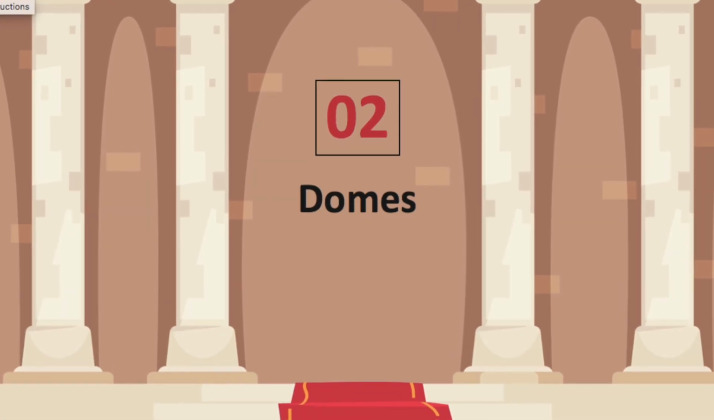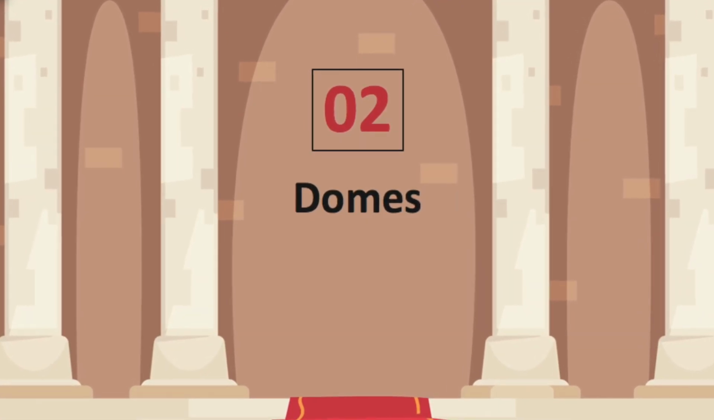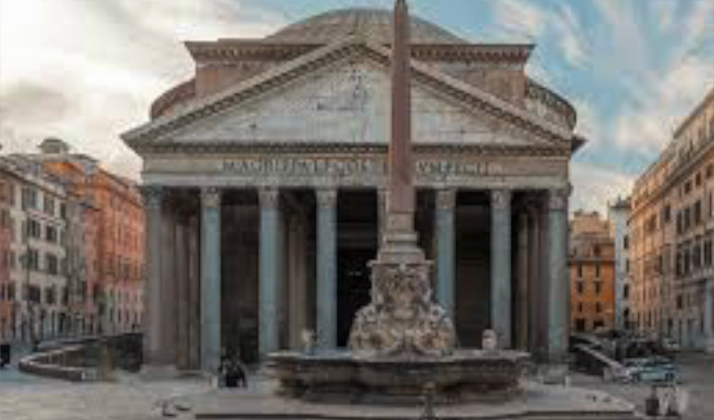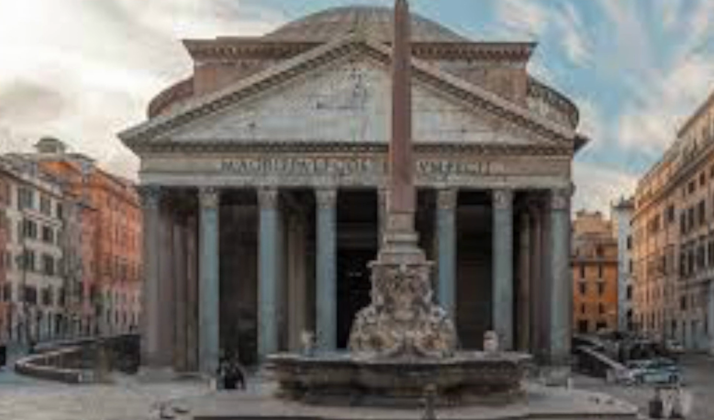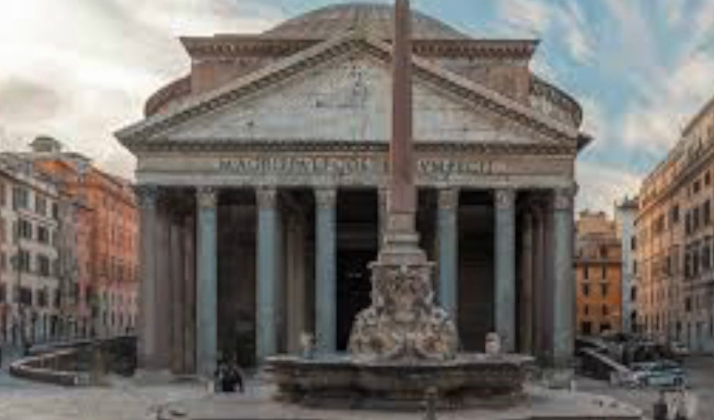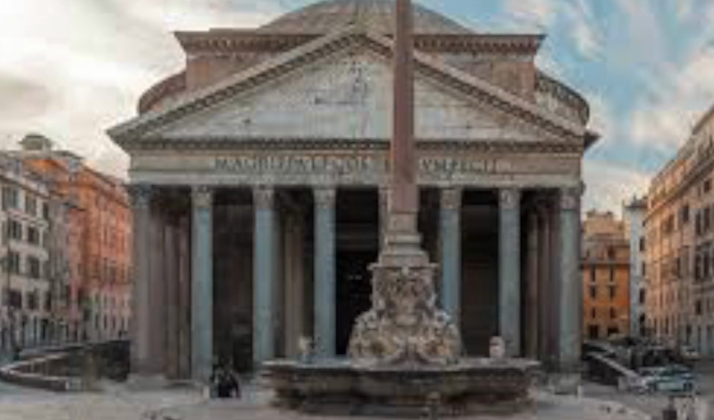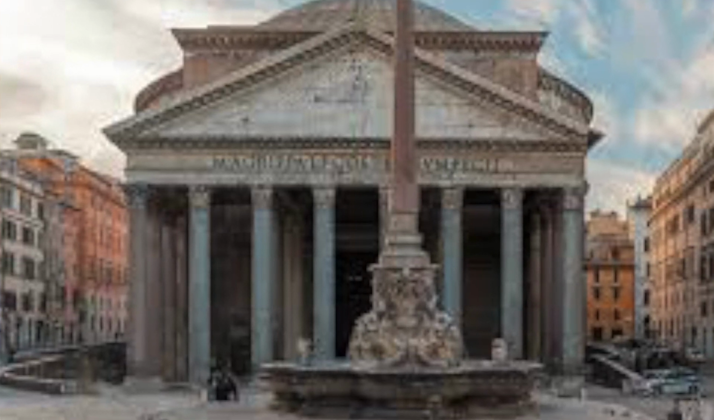Okay, the second one are domes, right? Domes are like, it's like you took a semicircle and you put it on top of a building. That is a dome. You see it in modern times in my state house, right? Like where our government sits. You see it in our capital.